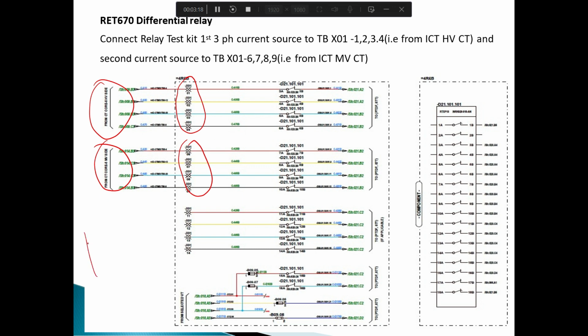So if you connect your Omicron relay test kit, suppose this is the current channel, suppose this is channel A, this is channel B current, and this is your R phase, Y phase, B phase and neutral. Similarly for channel B also R, Y, B, neutral. Just connect this R, Y, B, neutral to this set, that is HV, and similarly channel B to LV.